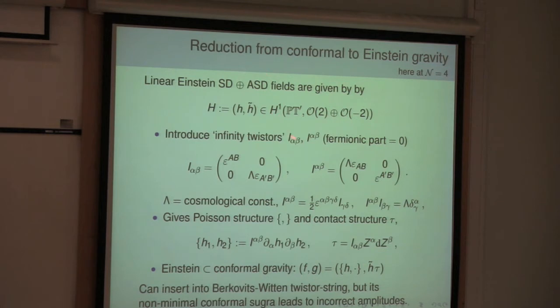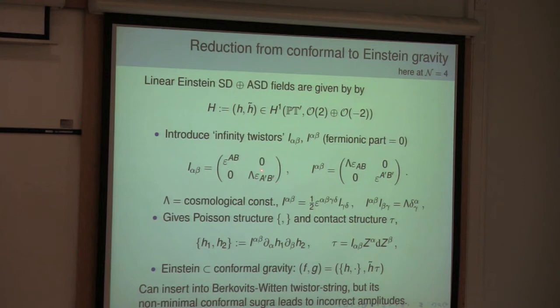We need to actually introduce this Poisson structure, and in fact, you can express it as a Poisson structure or as a contact structure. You can raise the indices or lower the indices because the bosonic indices here are four-dimensional, and so you can think of the Poisson structure as just being I alpha beta d by dz alpha d by dz beta. You can re-express it as a contact structure, as a contact one form, if you just multiply by the epsilon tensor to go from one to the other.